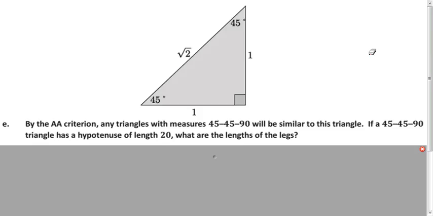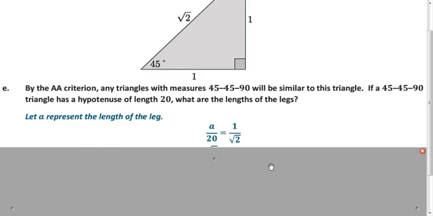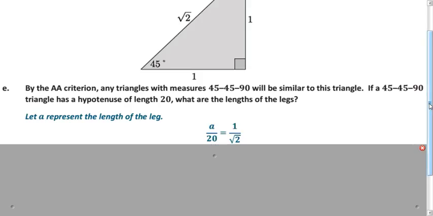And so now, if we have a hypotenuse with length 20 and a 45, 45, 90 triangle, what are the lengths of the legs? So we know the ratio of one of the legs to hypotenuse, 20, has to be the same as 1 to the square root of 2. Those are the within figure ratios.